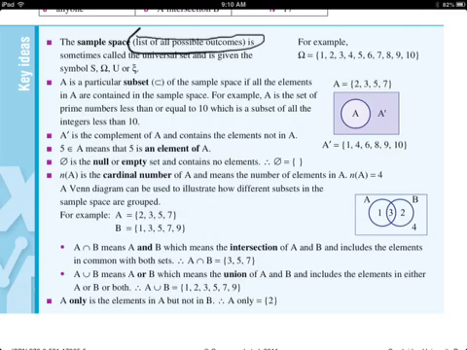A union B means A or B, which means the union of A and B, and includes the elements in either A or B or both. So in this case, it's going to be the elements in A, 2, 3, 5, 7, which are down here, and the elements in B, which is 3, 5 and 7 plus 1 and 9, which are down here. So that would include both circles in our Venn diagram.